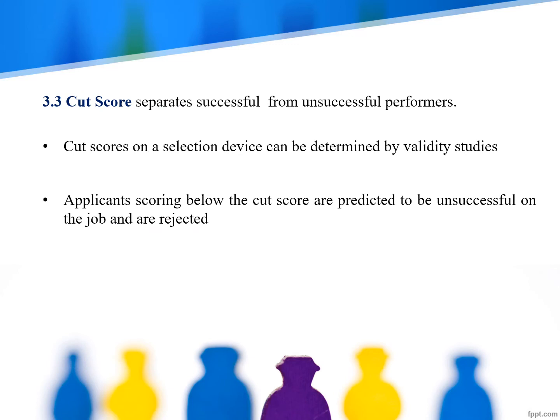Cut scores. This separates successful from unsuccessful performers. Cut scores on a selection device can be determined by validity studies. And you should note that applicants scoring below the cut score are predicted to be unsuccessful on the job and are accordingly rejected.